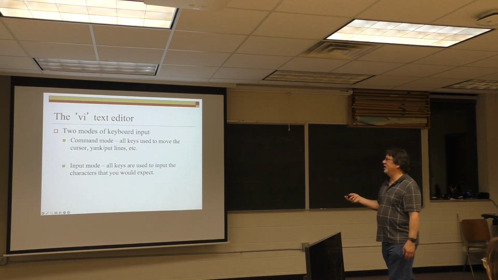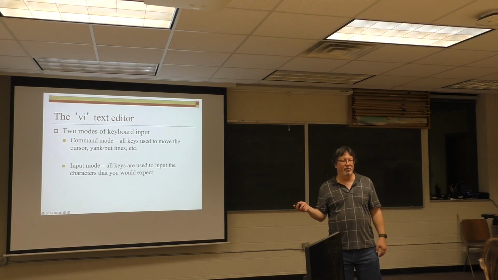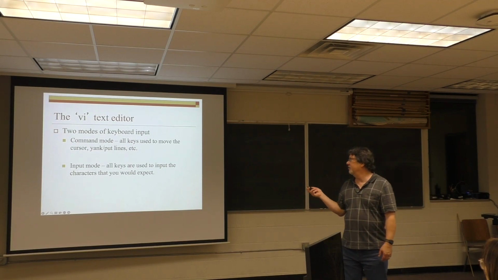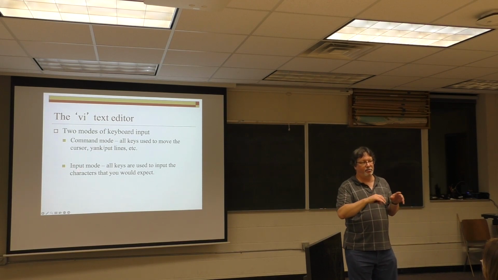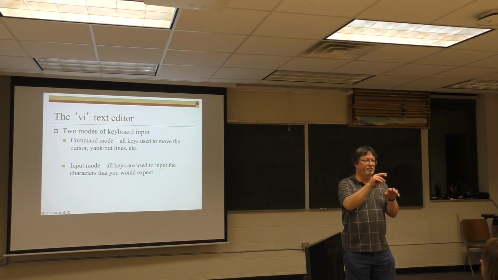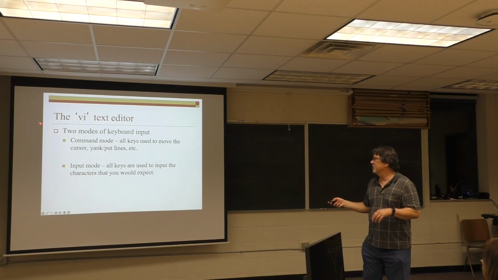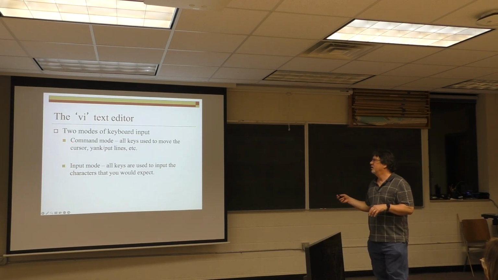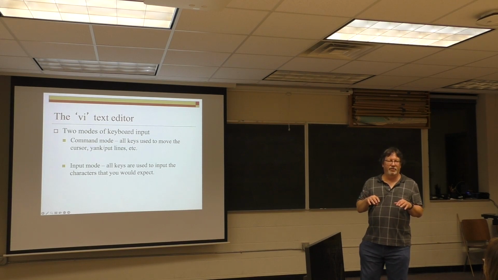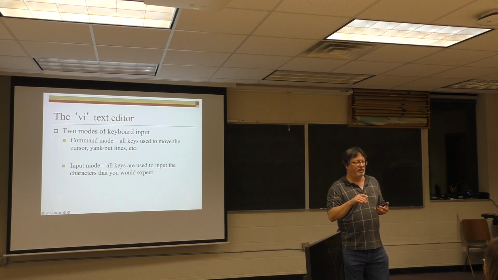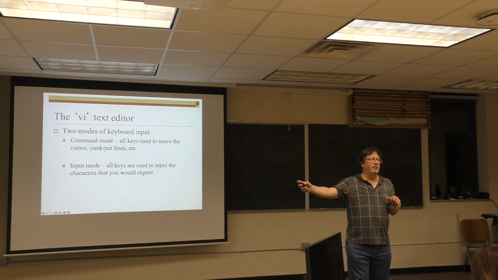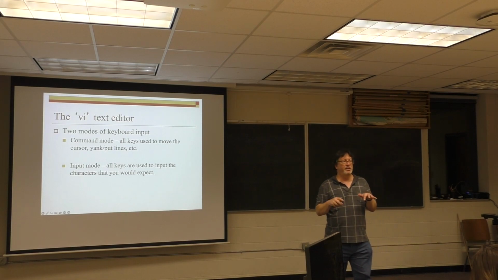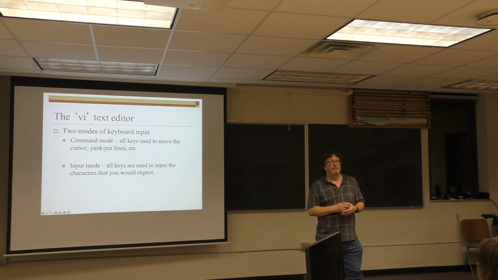So in VI, there's two different ways that you use the keyboard. One of them is input mode, which is what you would expect. You type an A, it puts an A in the file. You type a $ sign, it puts a $ sign in the file. There's also this thing called command mode, where all of the keys do different things, like the K, lowercase k, will move the cursor up one line, or a $ sign will put you at the end of the line, or a capital G will put you at the end of the file all the way.